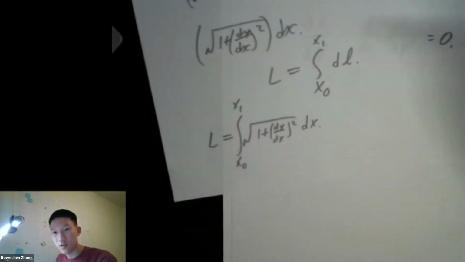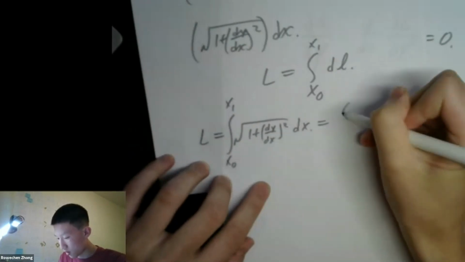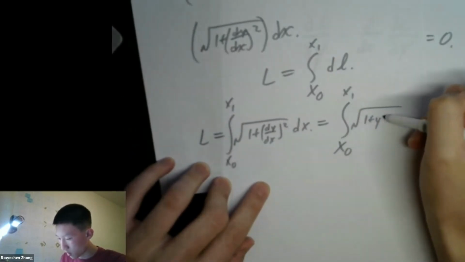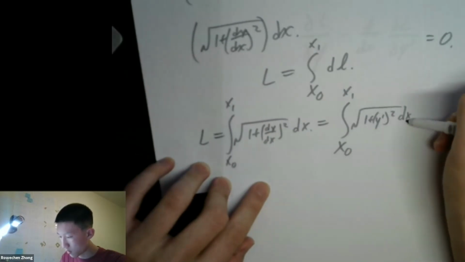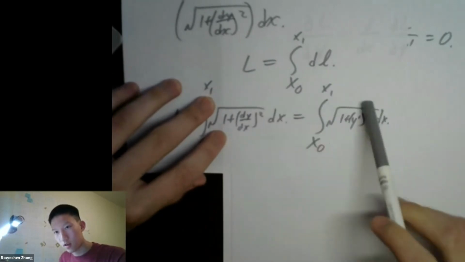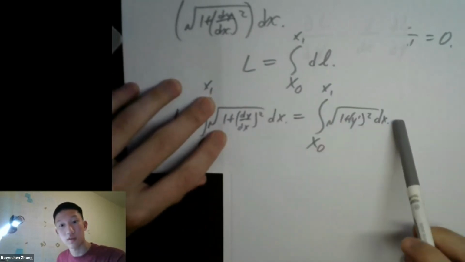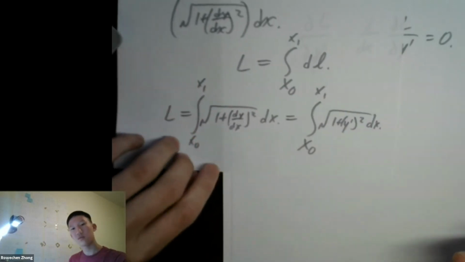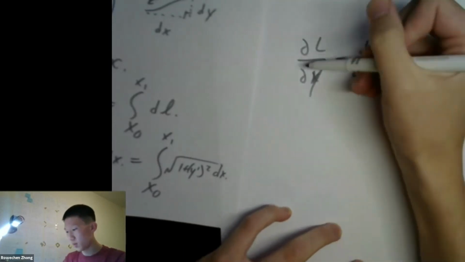Anybody knows their calculus? This is equal to the integral from x0 to x1 of the square root of 1 plus y prime squared dx. And think about this little expression over here, 1 plus y prime squared dx. There's no y there. We've got a y prime, but y prime and y are completely different. So this is 0. Bye-bye.